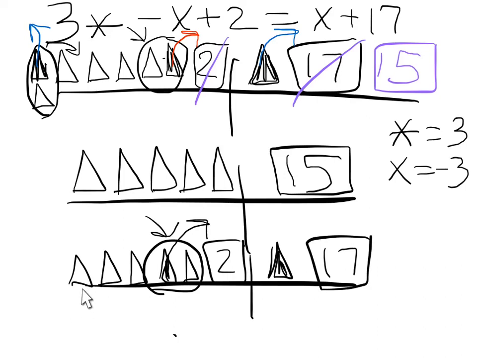On this side, I have 3, 6, 9, 12, 13, 14. So this side is worth 14. On this side, I have 17 minus 3 because x is equal to negative 3, and my value is also 14, and that checks.